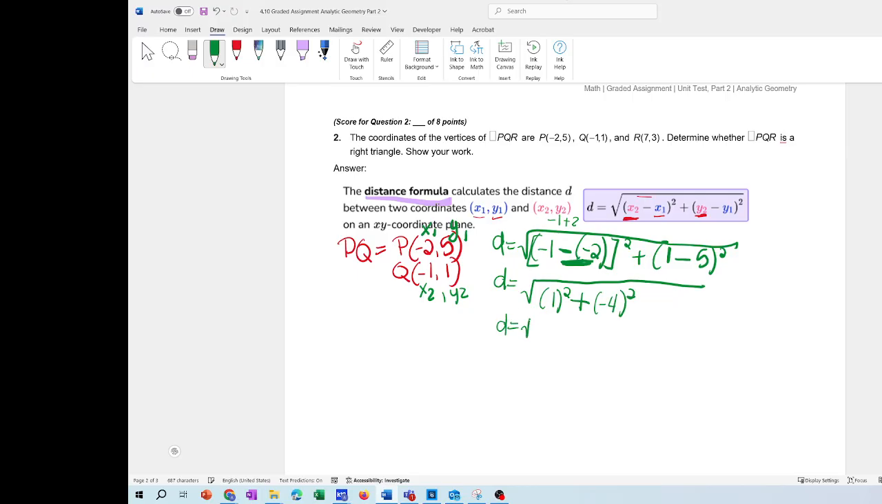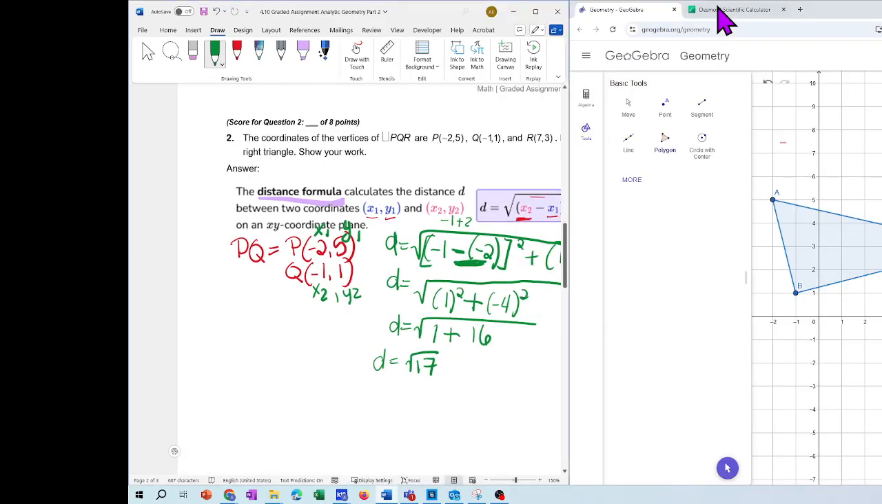Whenever we square, it means the number multiplied by itself twice. So 1 times 1 is 1. Negative 4 squared means negative 4 times negative 4, the number multiplied by itself twice. So negative times negative is positive, and 4 times 4 is 16. It is not 4 times 2. It's negative 4 times negative 4. And then 1 plus 16 is 17. It doesn't have a perfect square root. So let's check that. You guys can also do it by hand.